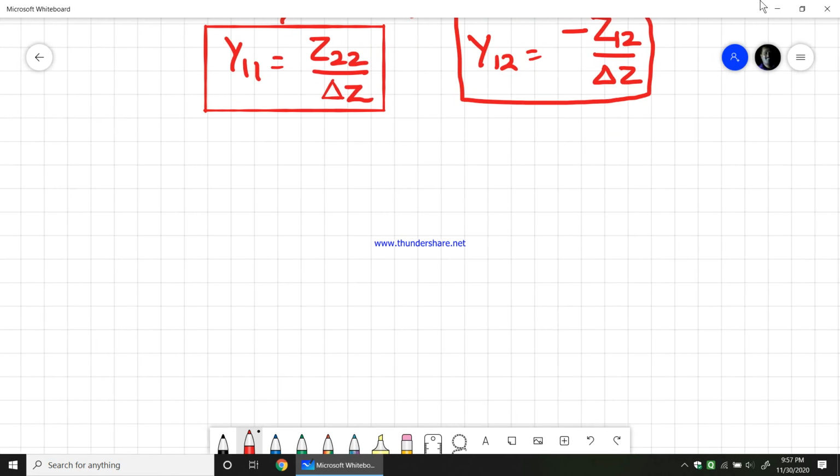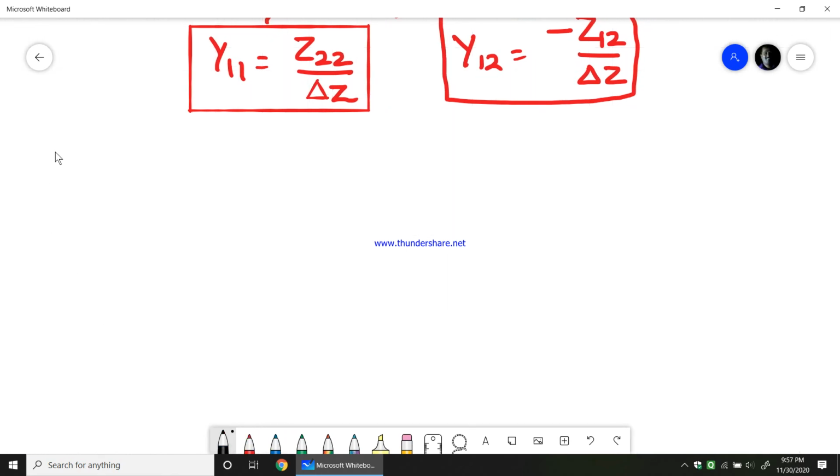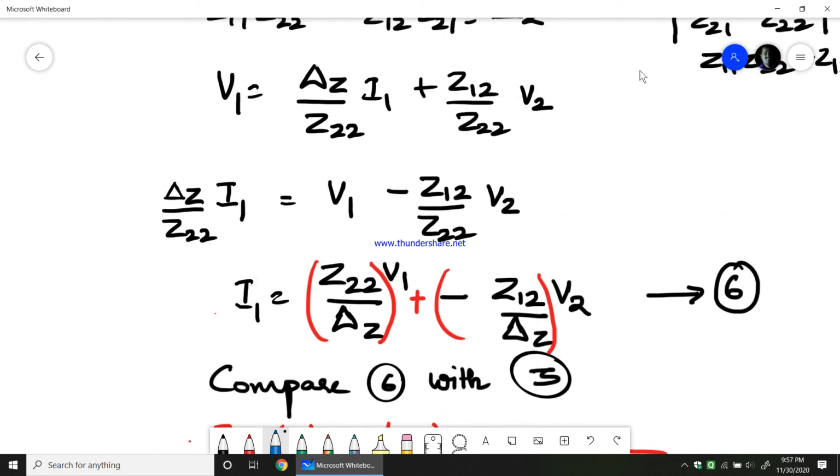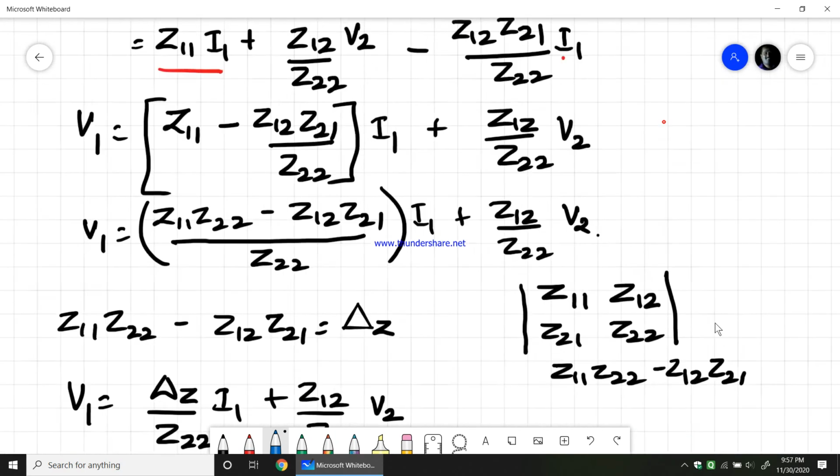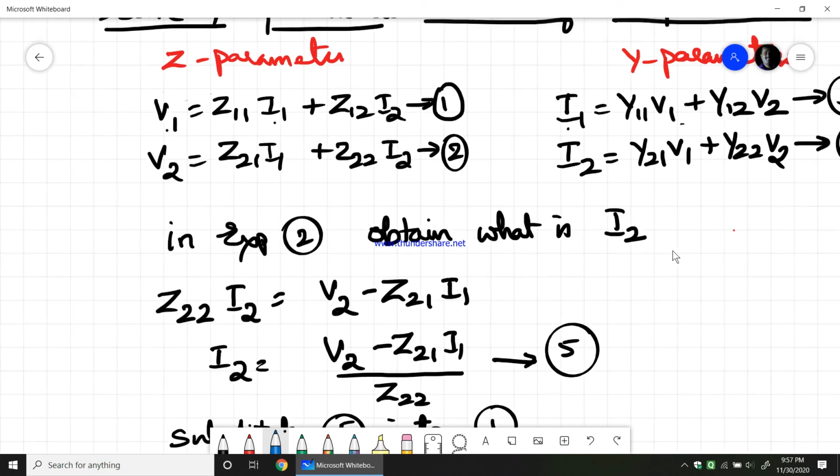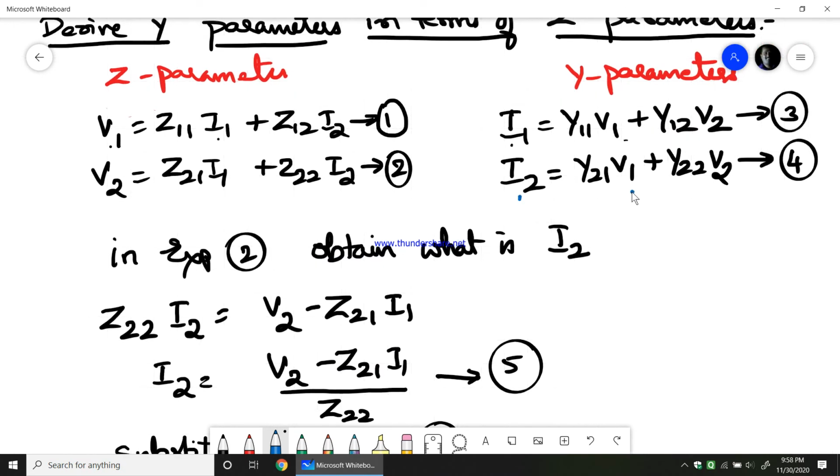Now to find out another two parameters, we need to find out what is y21 and y22. For that, I need an equation of z parameters in terms of equation 4 of the y parameters. So I'll take equation 2 of z parameters. I need it in the form I2, V1, V2. I have I2, I have V2. Only if I get I1 replaced in terms of V1, then I can compare both and find out what the y parameter is in terms of the z parameter.